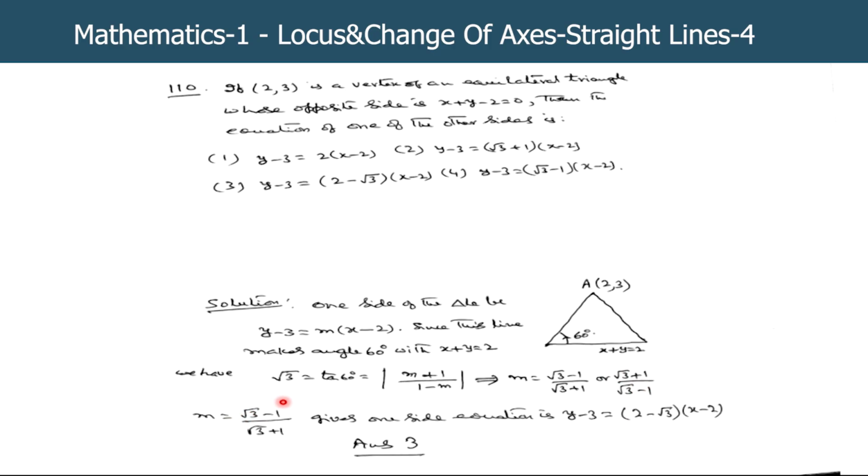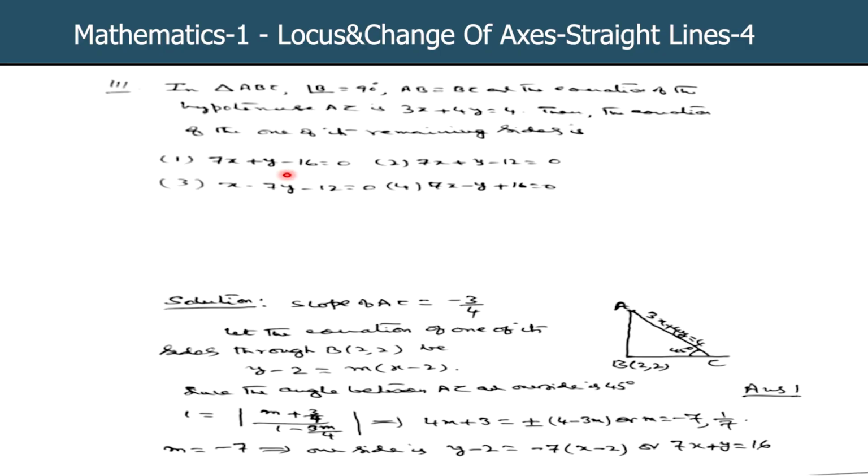If m is equal to root 3 minus 1 by root 3 plus 1, it gives one side's equation y minus 3 is equal to 2 minus root 3 into x minus 2, which is correct option number 3. And if you take the other value, you will get the other side. But he asked only one side.